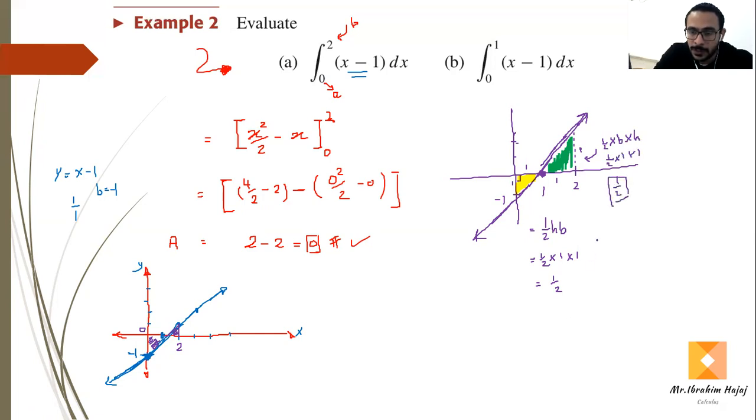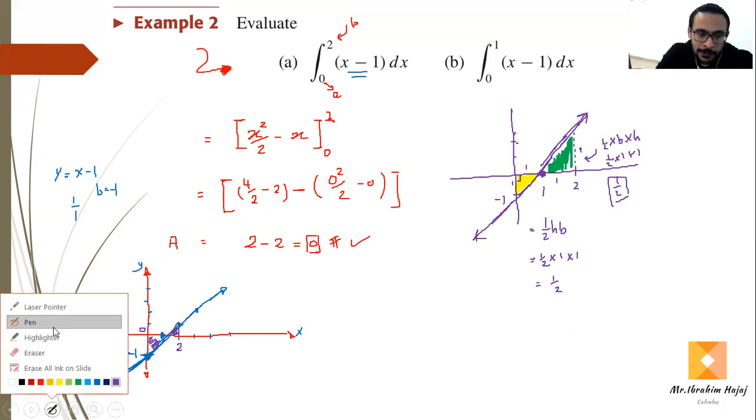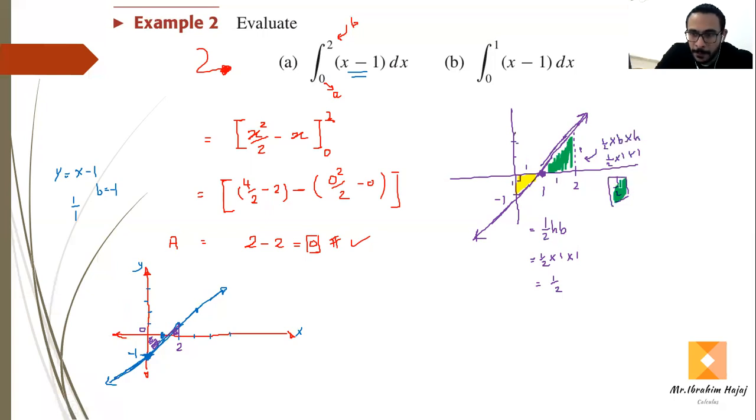Don't say that the area is 1. I made the mistake yesterday. I said for them the area is 1. No, but when I checked again, when I compared the geometric way with the calculus way, the integration way, I find that they cancel each other. The triangles cancel each other, which is called the net area. The net area, which is half minus half, 0.